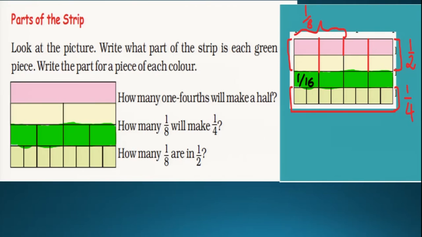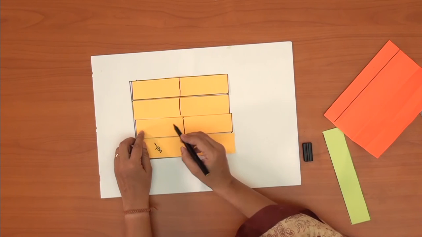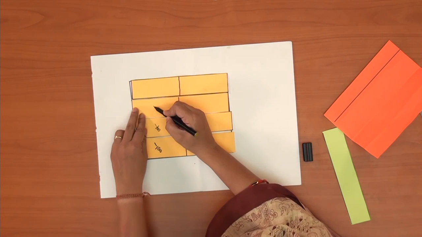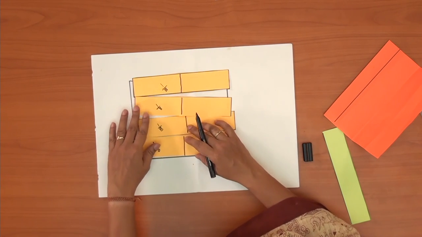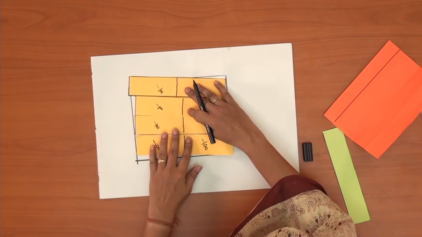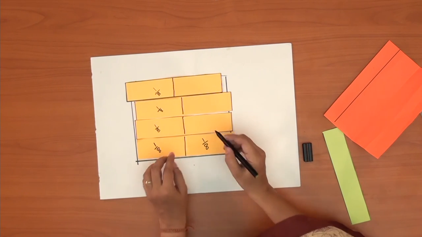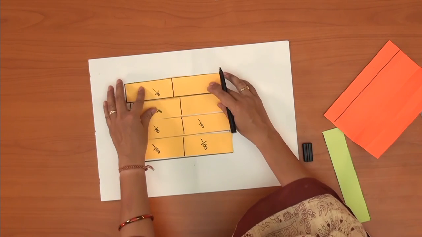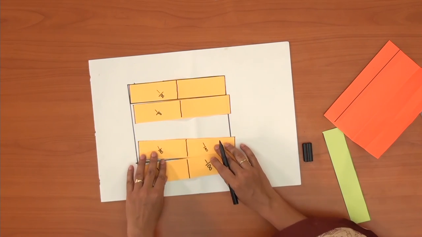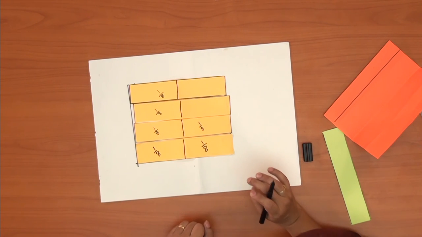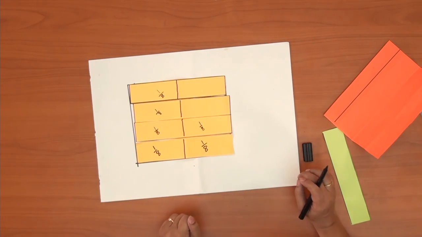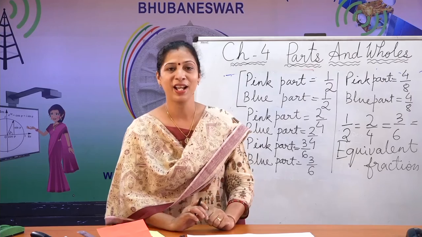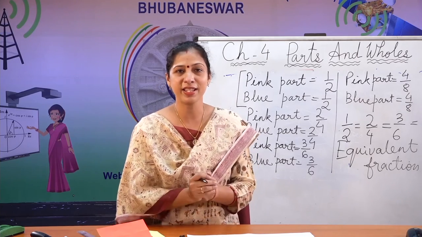And how many 1/8 are there in half? Just find out. It is very simple. 1/8, 1/8. Here also each part is 1/8, because now that we have divided into smaller parts, each part will be of 1/8. So can you tell me how many 1/8 will make half? This is half of the rectangle. Yes or no? Now, if I have to find out how many 1/8 will make a half, 1, 2, 3, 4. There are 4 1/8 in half. So, children, it is very easy to do like this.